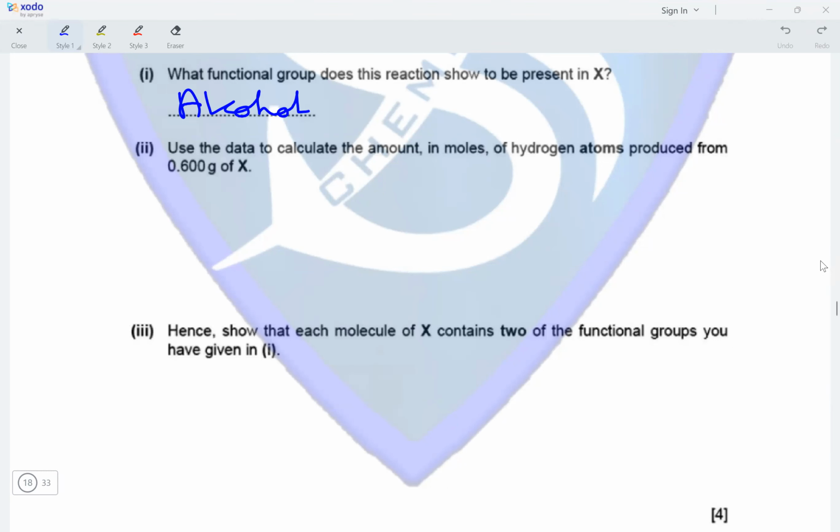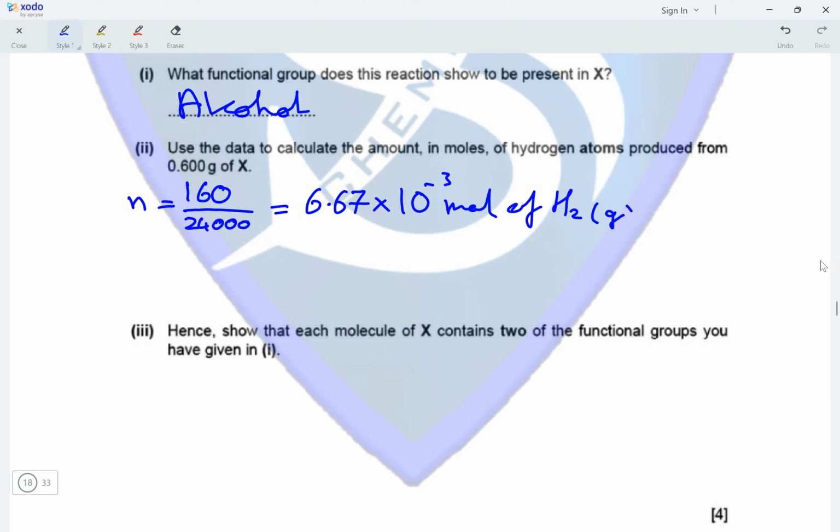Use the data to calculate the amount in moles of hydrogen atoms produced from 0.6 grams of X. So the volume of hydrogen gas produced is 160 cm cube. So the number of moles of hydrogen gas molecules would be equal to 160 divided by 24,000, which would give us a value of 6.67 into 10 to the power of minus 3 moles of hydrogen gas. And what is needed is moles of hydrogen atoms.